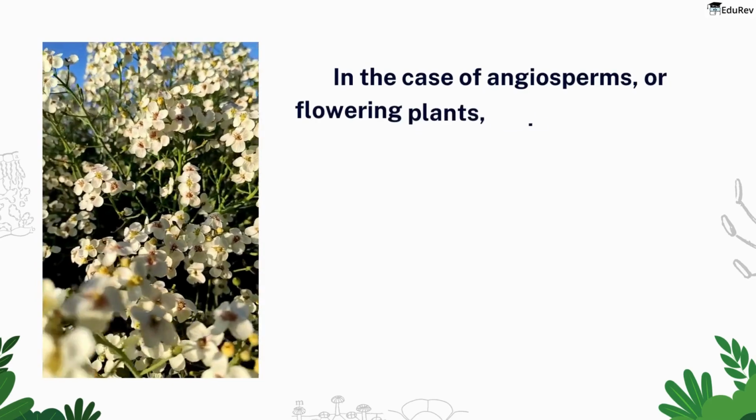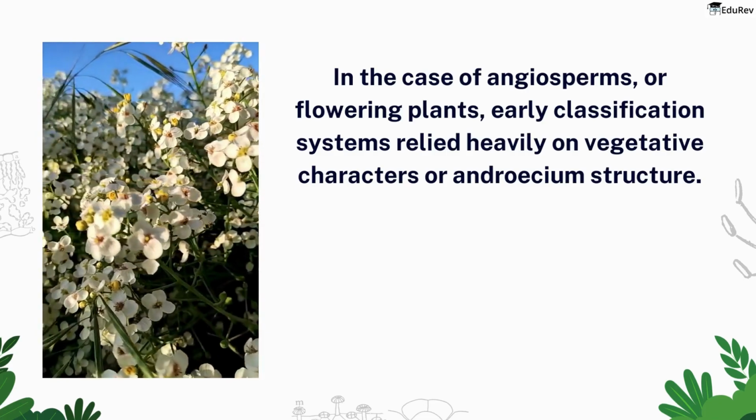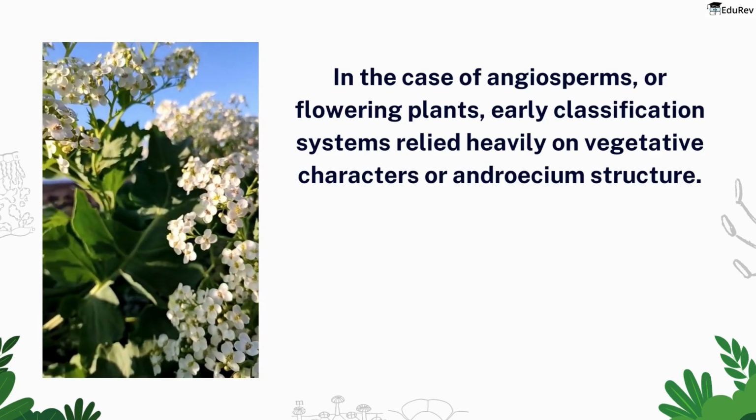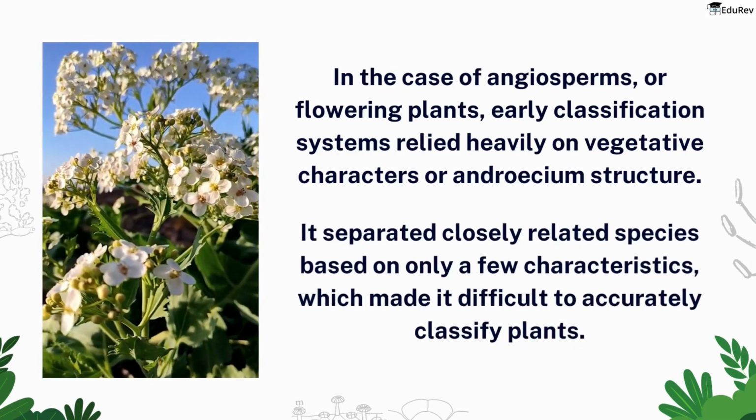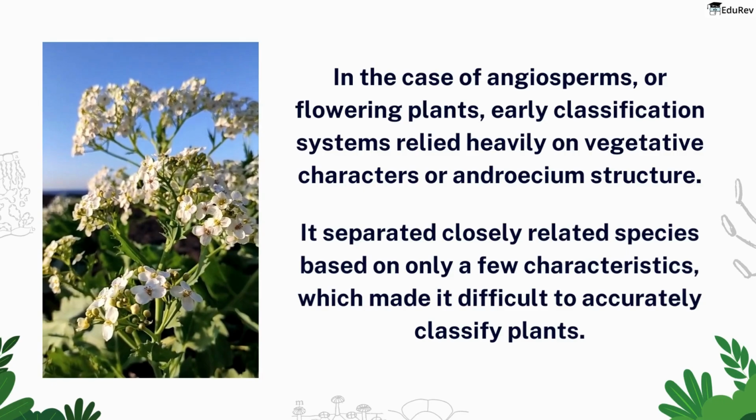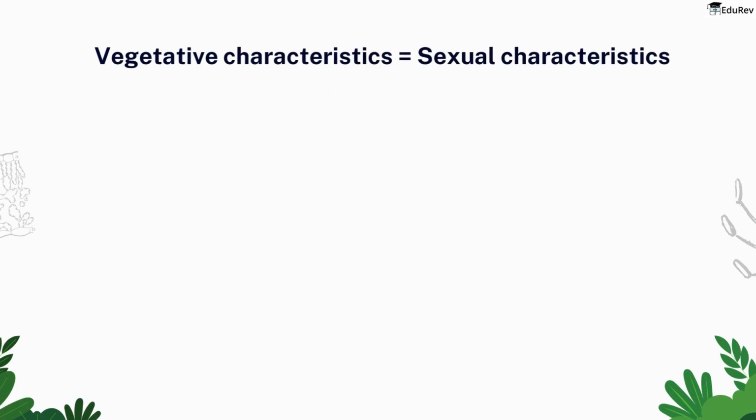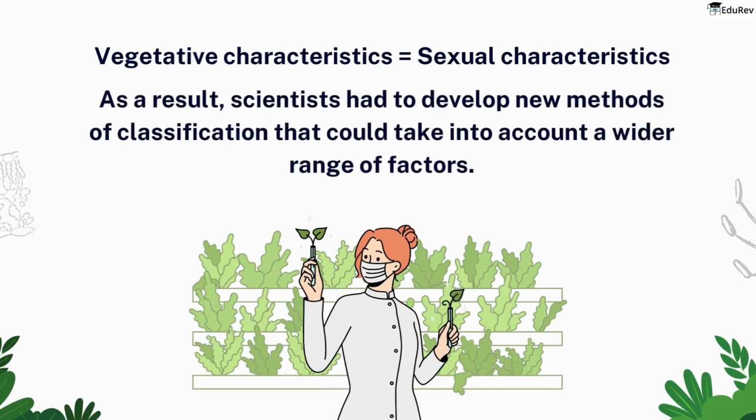In the case of angiosperms, or flowering plants, early classification systems relied heavily on vegetative characters or androecium structure. However, this approach had limitations. It separated closely related species based on only a few characteristics, which made it difficult to accurately classify plants. Moreover, these artificial systems gave equal weightage to vegetative and sexual characteristics, even though vegetative characters are often more easily affected by the environment. As a result, scientists had to develop new methods of classification that could take into account a wider range of factors.